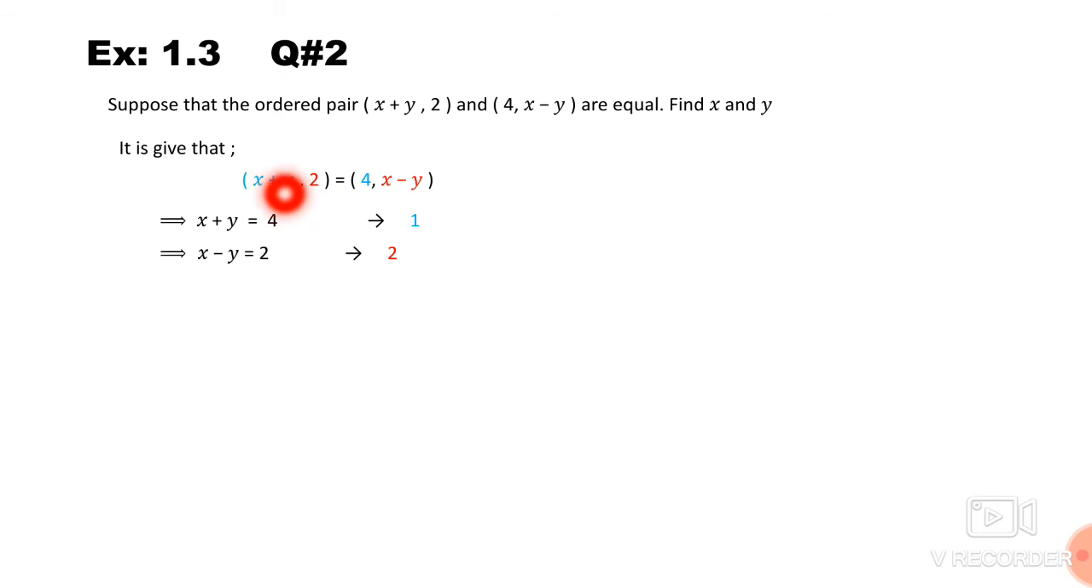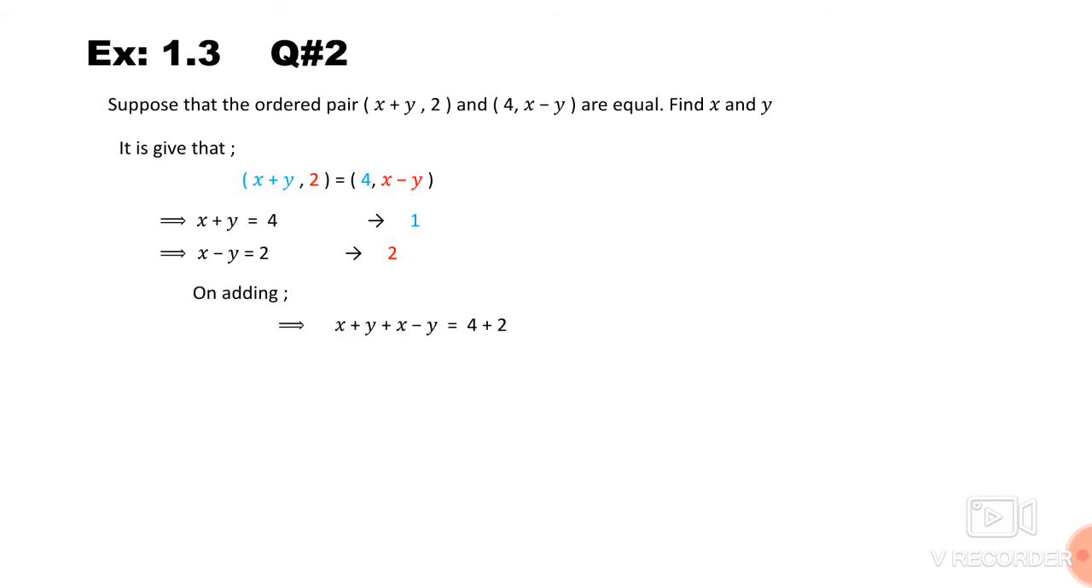Two ordered pairs are equal. It means the first elements will be equal. We have got the first equation from this. Two ordered pairs are equal. It means the second elements will also be equal. We have got the second equation from this. Okay, now we are going to solve both the equations to find the value of x and y.